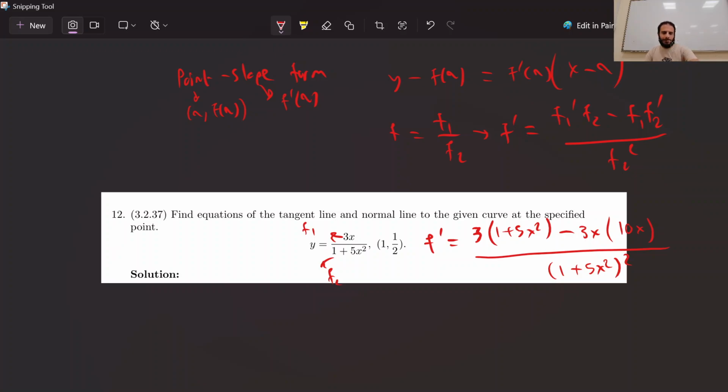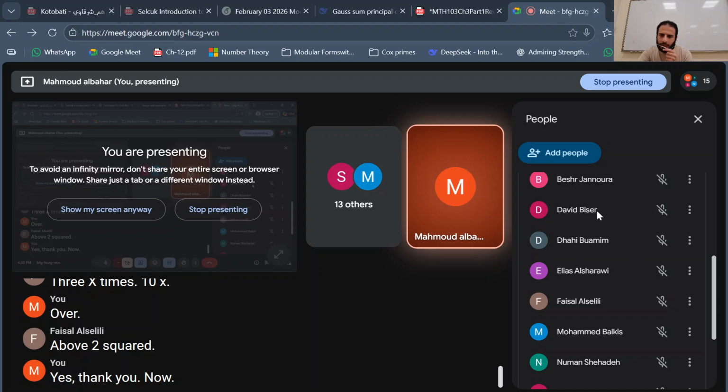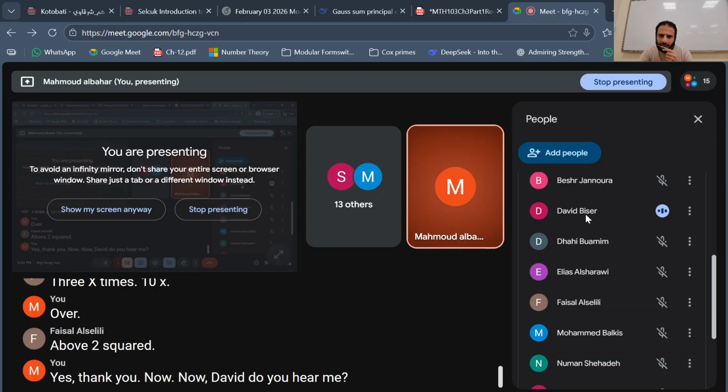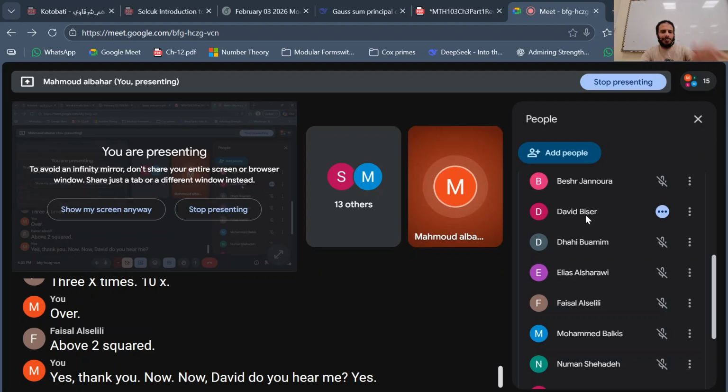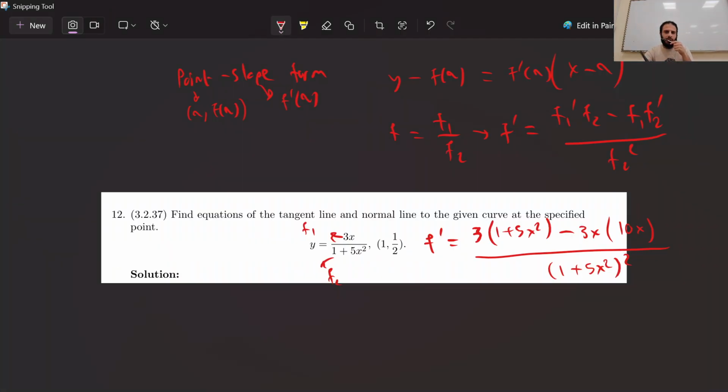Now, David, do you hear me? Yes, Professor. I need your help now. Okay, where is the problem? Let's find the slope. We are solving a tangent slope problem. So how do we find the slope at x equals 1? We need to substitute 1, right?